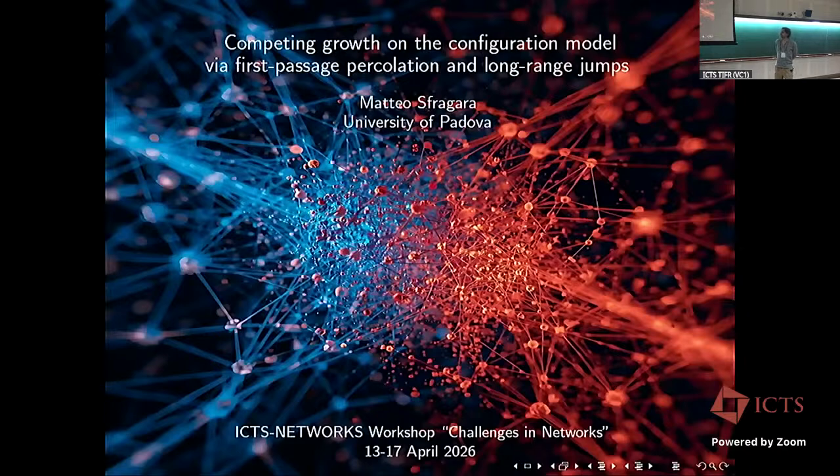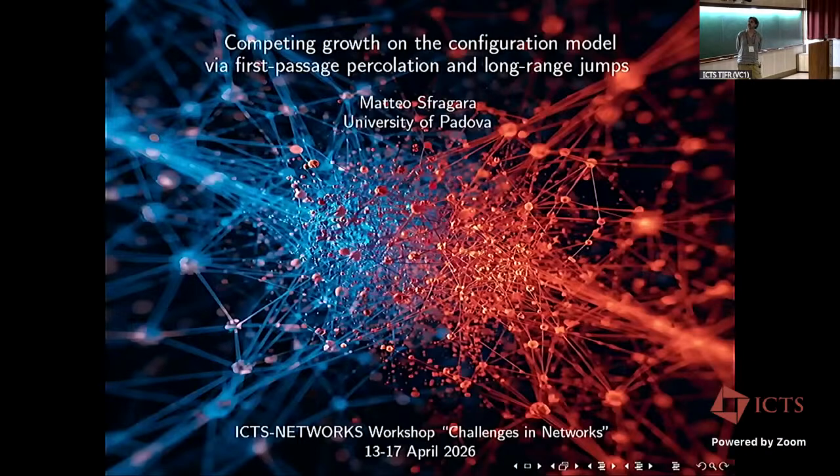So I'm talking about networks today, and I'm giving a big overview about a lot of the results for competition on configuration model. We'll see what it means precisely in a bit. And we will do it in different ways. We first introduce first passage percolation and understand what this model is and how infection can spread on random graphs through first passage percolation.